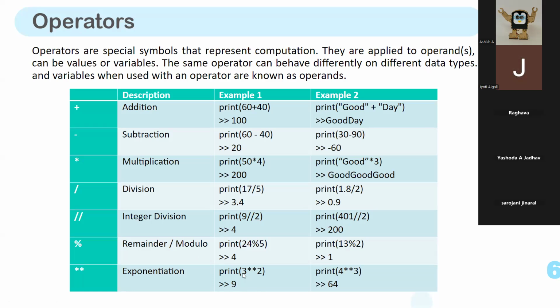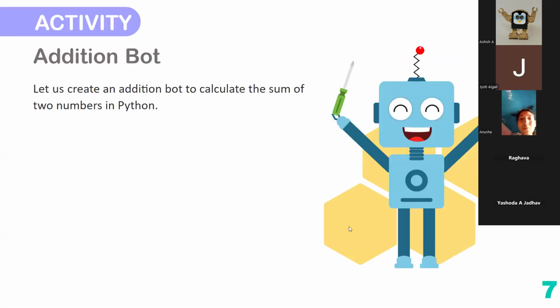And exponential: 3 exponential 2, that is 9. So 3 threes are 9. Then when it comes to 3 to the power 4, 3 fours are 12... so this is the exponential operator. So now we can do the activity, the addition bot.